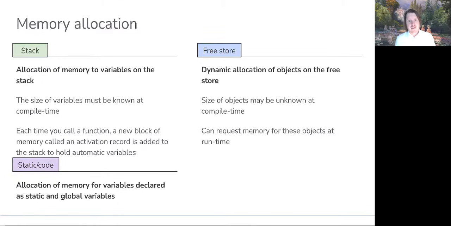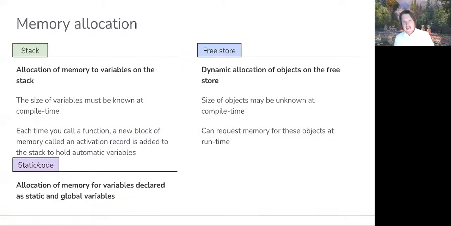So in the stack, this is going to be allocation of memory for variables, so named objects. When you write something like int i, notice that i is bound to some sort of object out there in memory. It's a named object because you've made that binding. So that variable is going to be allocated on the stack. The size of variables, again, named objects, must be known at compile time.